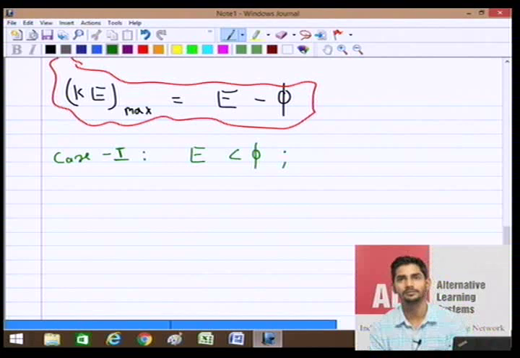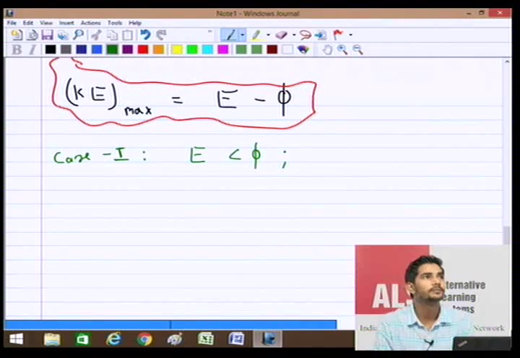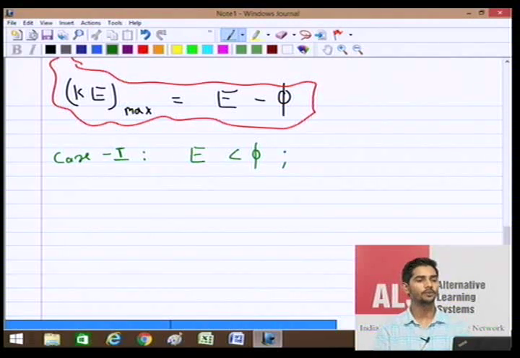Shillong can copy after some time, after completion of this discussion. First of all, you need to answer to me. What will happen when E is less than phi? Senapati, you can please reply on the chat screen. Is there any emission of the electrons?